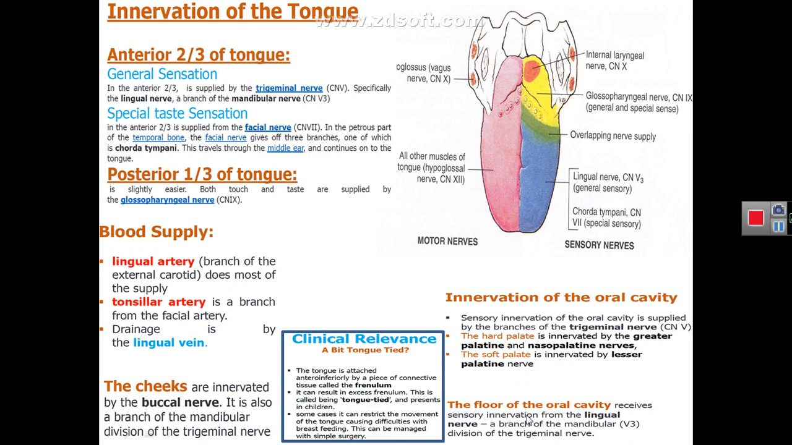The floor of the oral cavity receives sensory innervation from the lingual nerve, which is, as you know, a branch of the mandibular nerve, a branch of the trigeminal nerve. The cheeks are supplied with general sensation by the buccal branch of the trigeminal nerve.